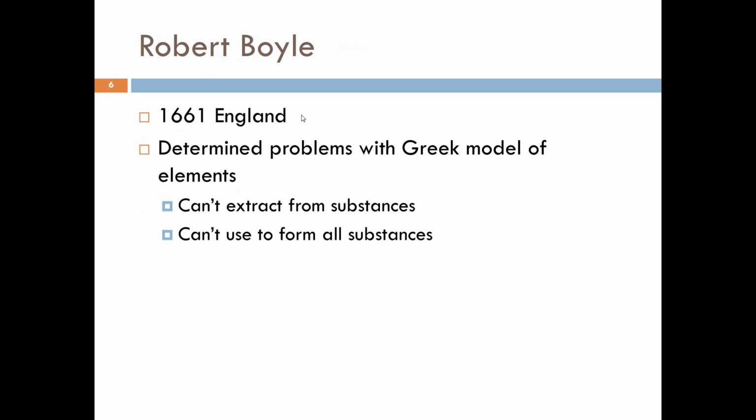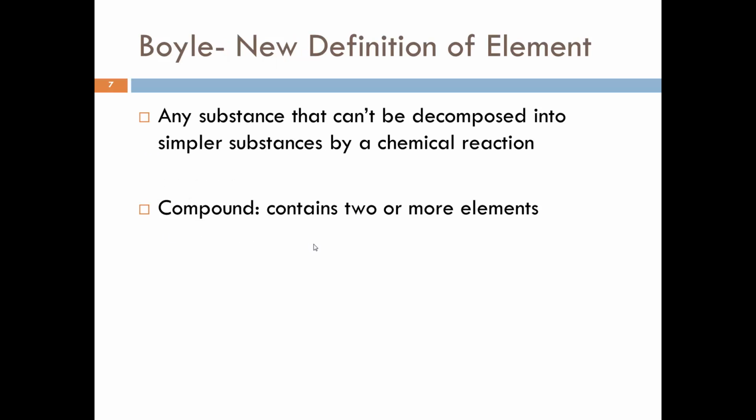In 1661, during this period, from England, Robert Boyle started to work with the atomic theory a little bit closer. He determined that there were problems with the original Greek model of the elements. For instance, you can't extract from these substances, and you can't use it to form all other substances. From here, he developed a new definition of an element. Any substance that can't be decomposed into simpler substances by a chemical reaction was considered an element. A compound, just like the Greeks said about grouping, contained 2 or more elements.